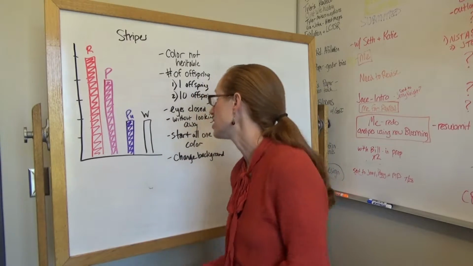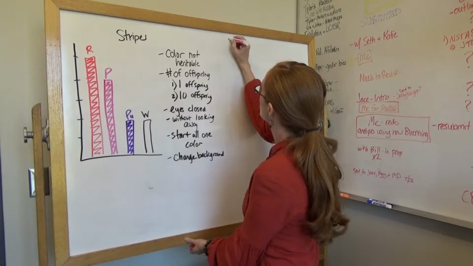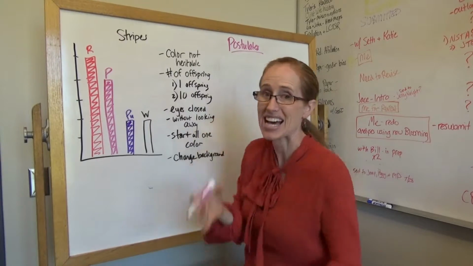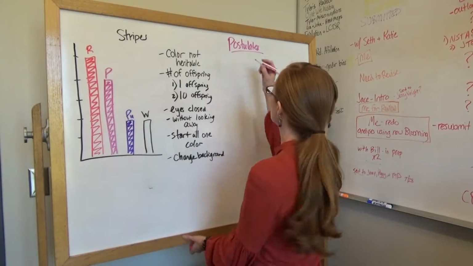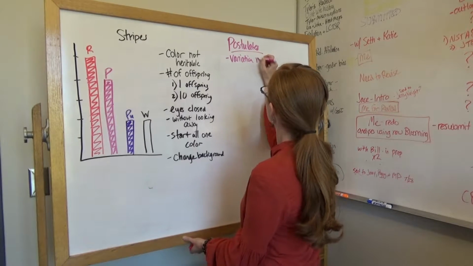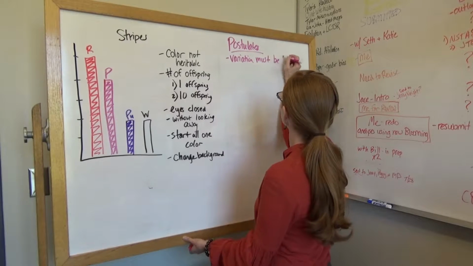Well, one of the things that has to be true, so these are postulates, one of the things that has to be true in order for natural selection to take place is that the variation must be heritable.